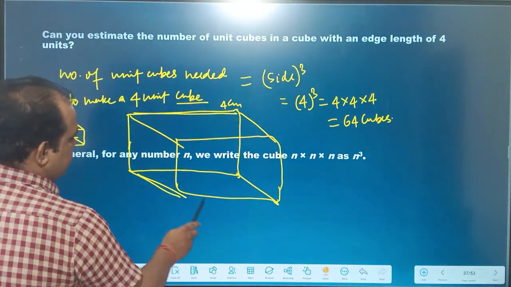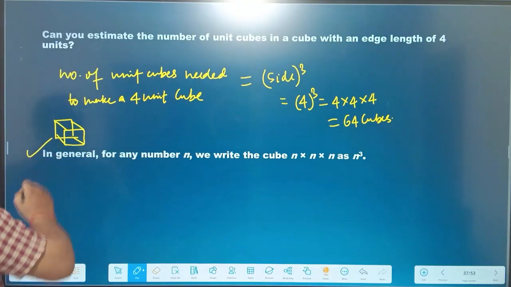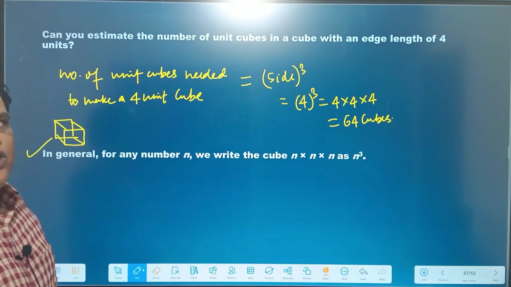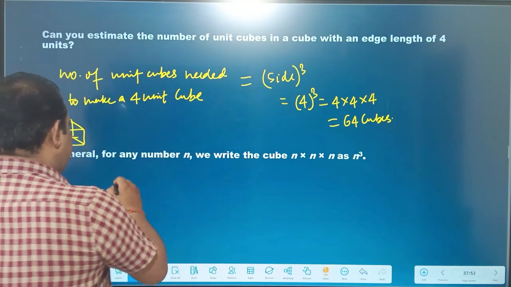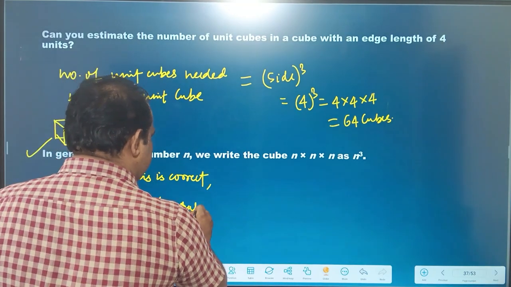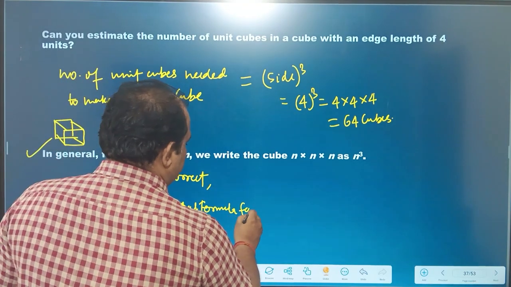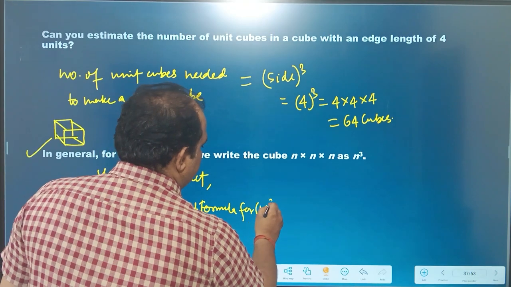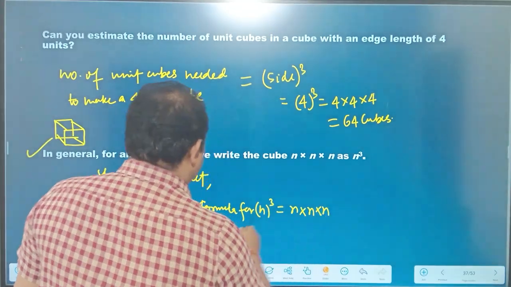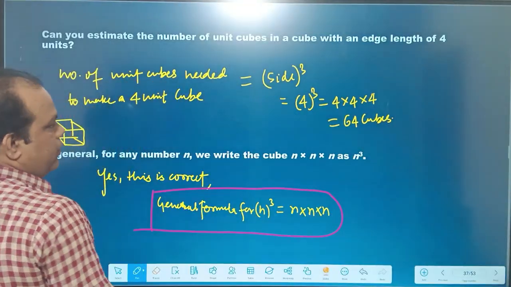I'll erase this. Next, in general, for any number n, we write the cube n into n into n as n cube. Is this correct? Yes, it is correct. We have seen this general formula: n cube is equal to n multiplied 3 times. This is the general formula. Correct, no?